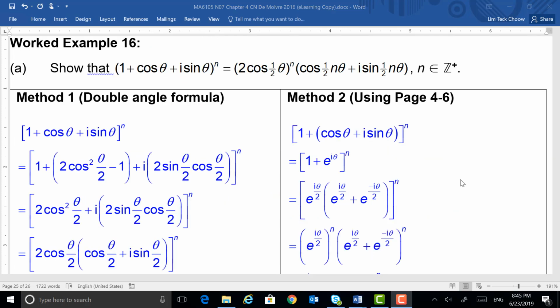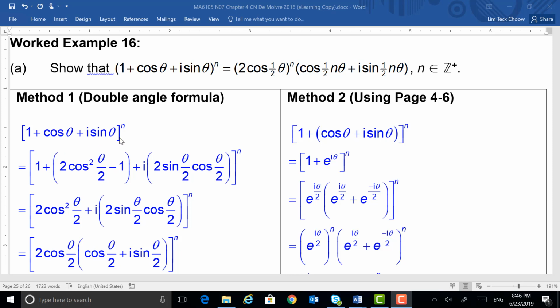In our last example, which is example 16, we want to learn some of the interesting techniques that we have in manipulating complex number expressions. In this example, we want to prove that this thing on the left can be tidied up to become this expression. And we intend to show that this can be done in two different methods. One of them is purely Trigo, and the other one is to use some techniques we saw previously. So let's start with method 1.